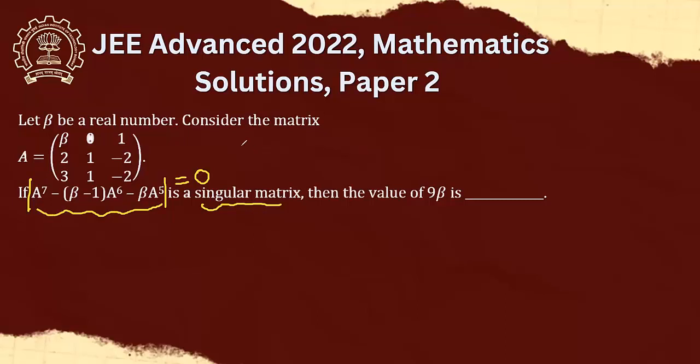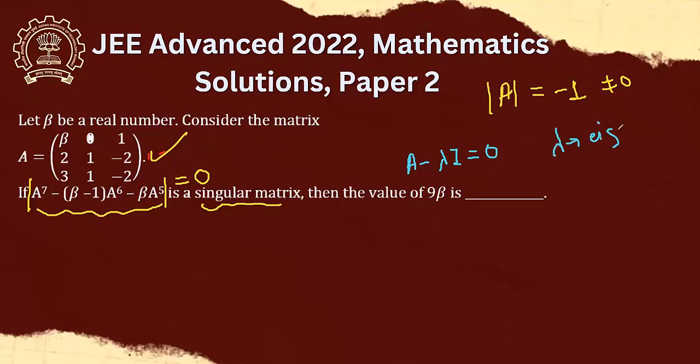Now see, this A here is given. The determinant of A is coming out to be -1. When you find the determinant of this one, this will come out to be -1. That means it's not equal to 0. Fine. And if lambda is an eigenvalue of A, that means the determinant of A minus lambda I is equal to 0. Fine. Lambda is an eigenvalue.